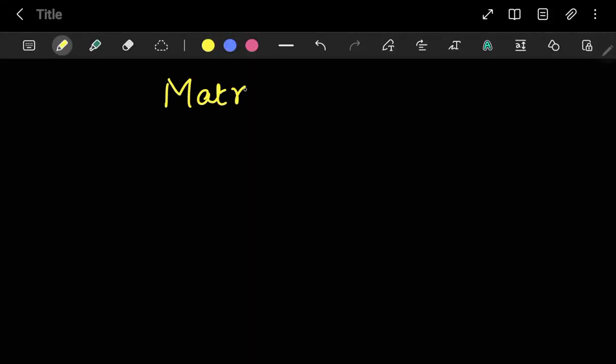Matrix. A matrix is a rectangular array of numbers that are enclosed by brackets. Plural is matrices.